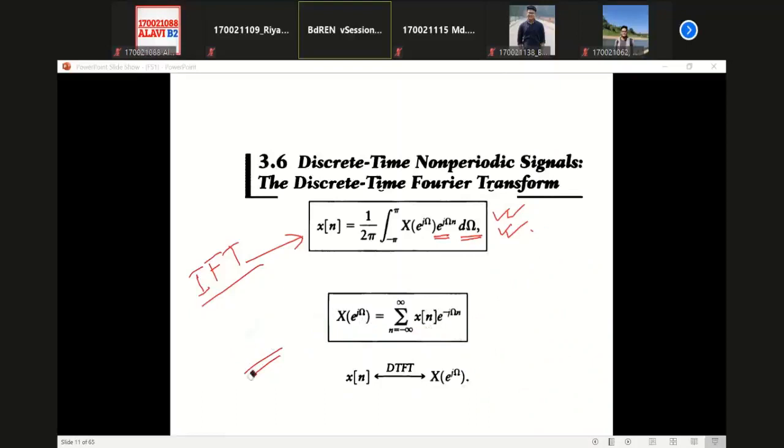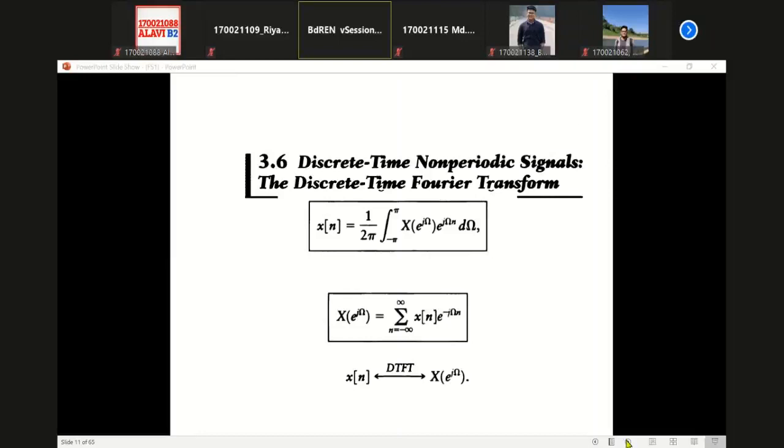In the case of the Fourier series, we have seen that the period of X[k] is also equal to the period of x[n]. So we have only N distinct values of X[k] to reconstruct the signal.